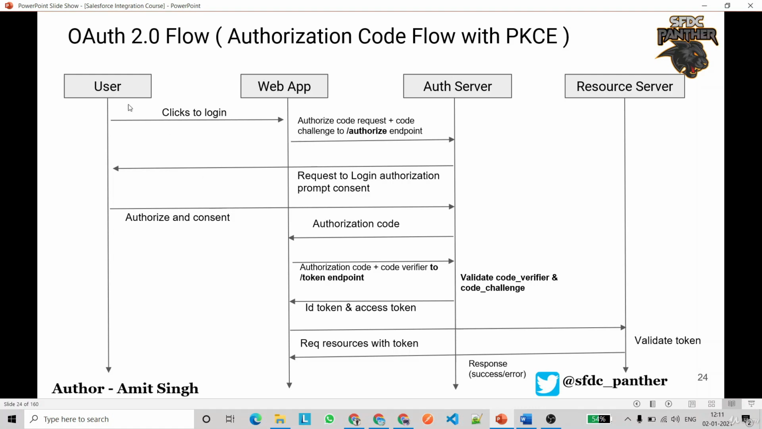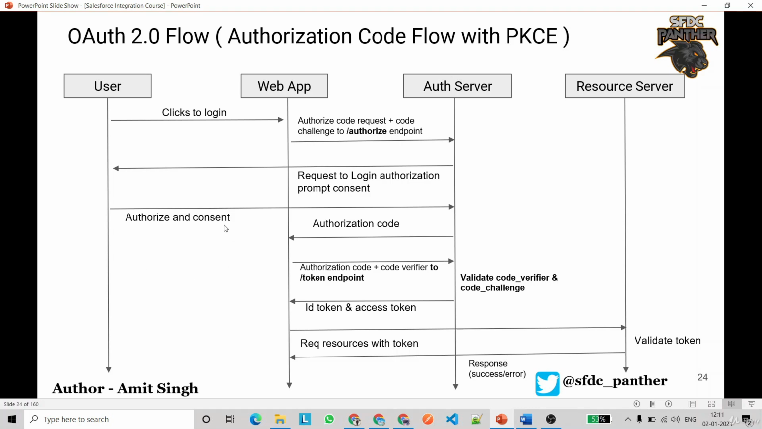Let's quickly see here. As a user, you click on login on a web application on your mobile, and then this mobile application sends the authorization code request to the authorization server, and this time the request contains one additional parameter, which is the code challenge. We will talk about what value we need to send as the code challenge. Then the authorization server takes you to the login page where you provide your credentials and your consent for what level of information the mobile application is going to access.